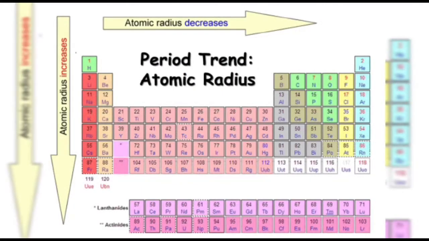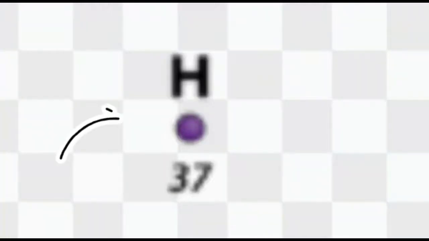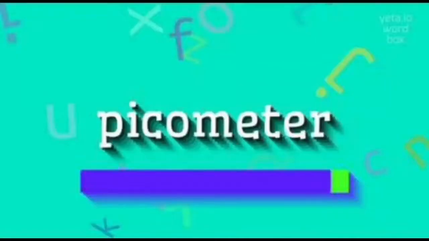Next, we'll move on to the next trend, that is atomic size. The term atomic size refers to the radius of an atom. The atomic size may be visualized as the distance between the center of the nucleus and the outermost shell of an isolated atom. The atomic radius of a hydrogen atom is 37 picometer. 1 picometer is equal to 10 power minus 12 meter.